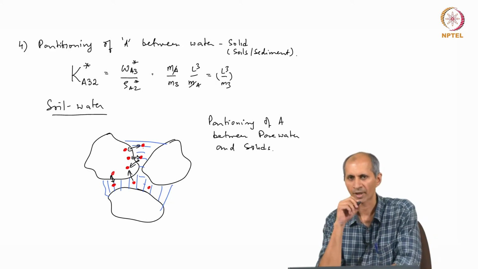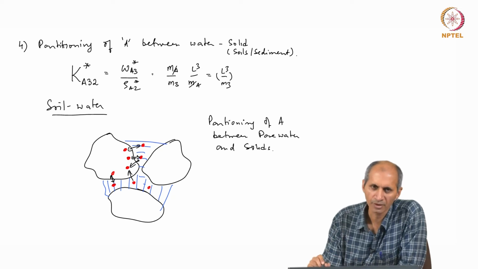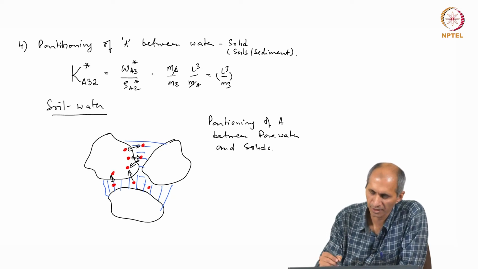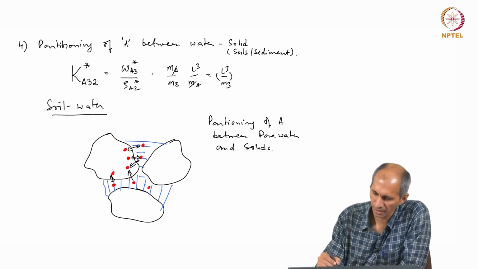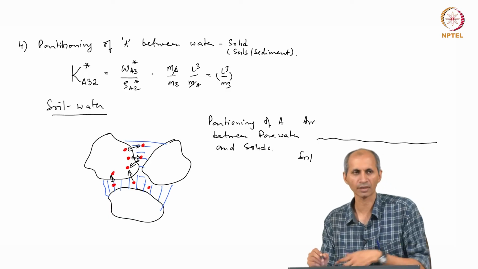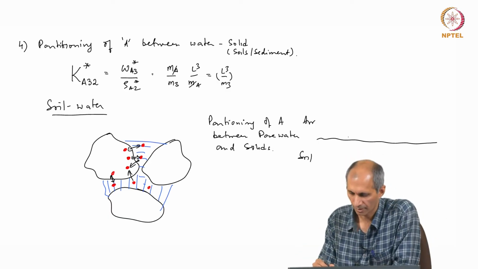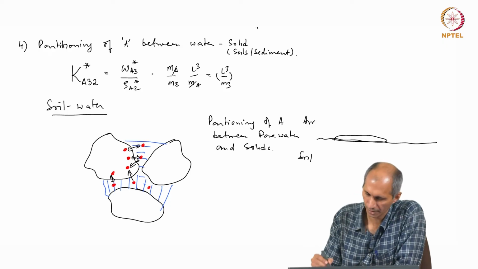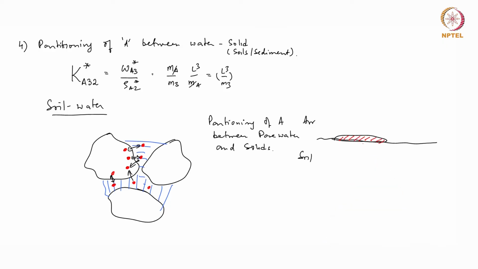Why is this relevant? It is relevant because if you take a scenario of, say, somebody dumps a large quantity of chemical on the soil, okay. So the chemical tries to go down, it travels down by percolation, and it goes all the way, say, to the groundwater, okay.